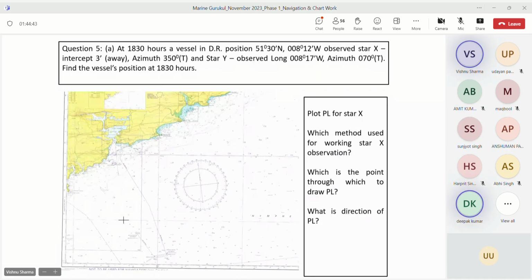DR position. The PL is drawn through the DR position. Sir, ITP.